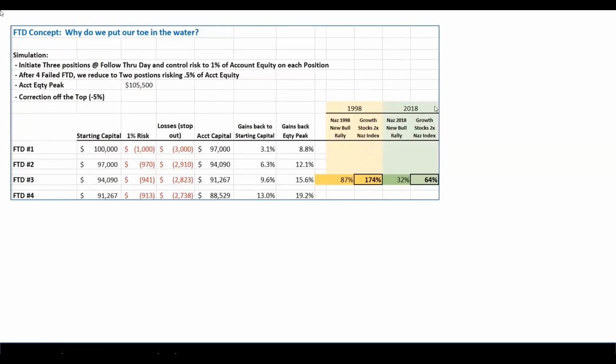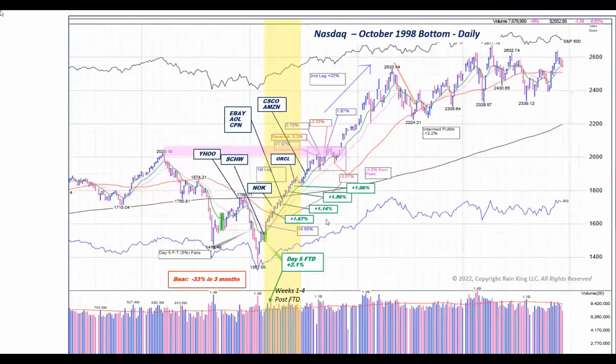Similarly, in 2018, we had a 3-month bear market, and it took the 3rd follow-through day to work. At that time, the NASDAQ ran 32%, so you can see you potentially could have been in growth stocks to make 64% gains. This is the reason why we put our toe in the water on follow-through days. Now let's assume that we go deeper, and we'll look at that in a moment, but I wanted to just show you '98 and 2018. So here's '98, a sharp 3-month correction, a bear market of 33% in 3 months.